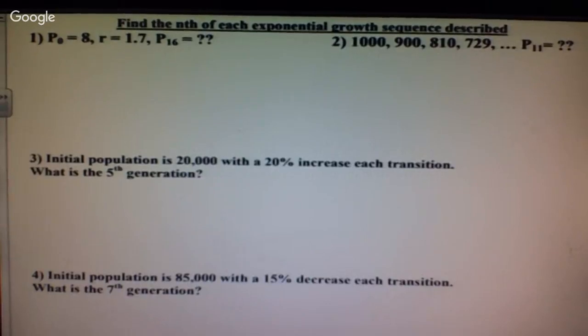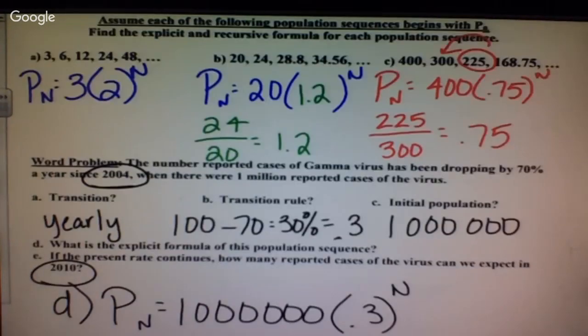All right. So yesterday we left off with this. Remember, to create your explicit formula, you take the first term in your sequence, which is p sub 0. You multiply that by your multiplication factor, so what I'm multiplying each time, and you raise it to the nth power. Okay, so we're going to practice that now.